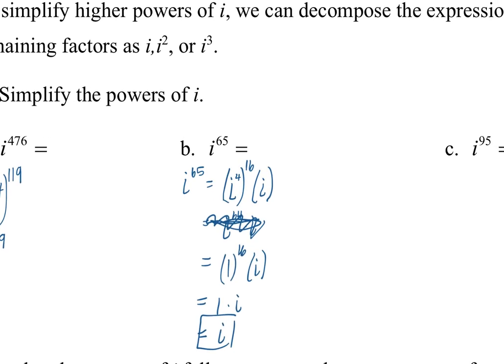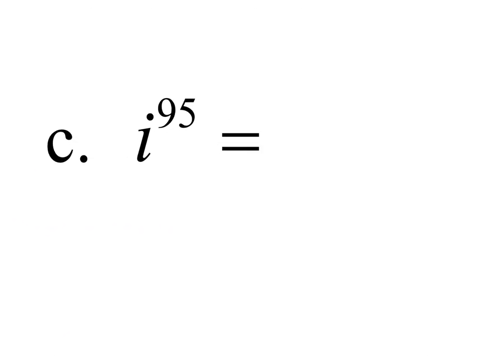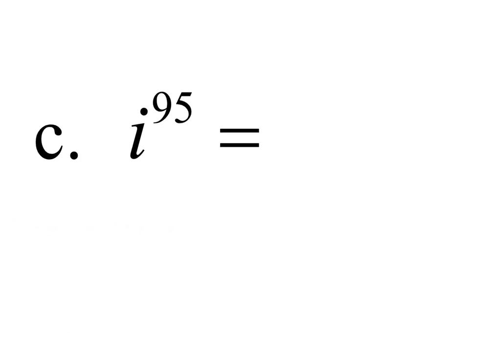Let's try another. Does 4 go into 95? No, it does not. Does 4 go into 94? 94 divided by 4 is... No, it's not. Does 4 go into 93? No, it doesn't. Does 4 go into 92?